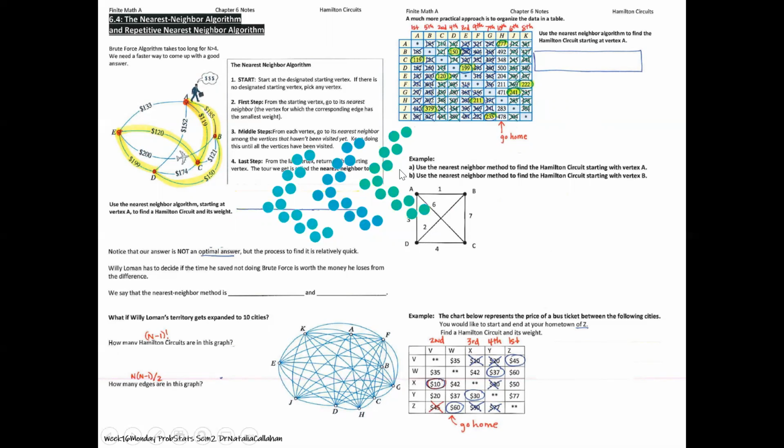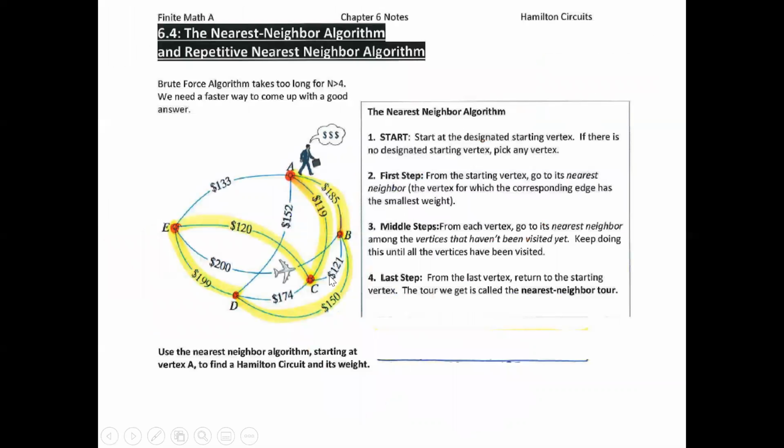All right, guys, now I'm going to take a look at the second page. So you just need to flip this over to the back. Okay, brute force takes too long for anything that's going to be greater than 4. So if you have like 5 or maybe 100 circuits, could you imagine doing 100 minus 1, which is 99 times 98 times 97 times 96? I mean, that's just way, way too long. So we need a faster way to come up with a good answer.